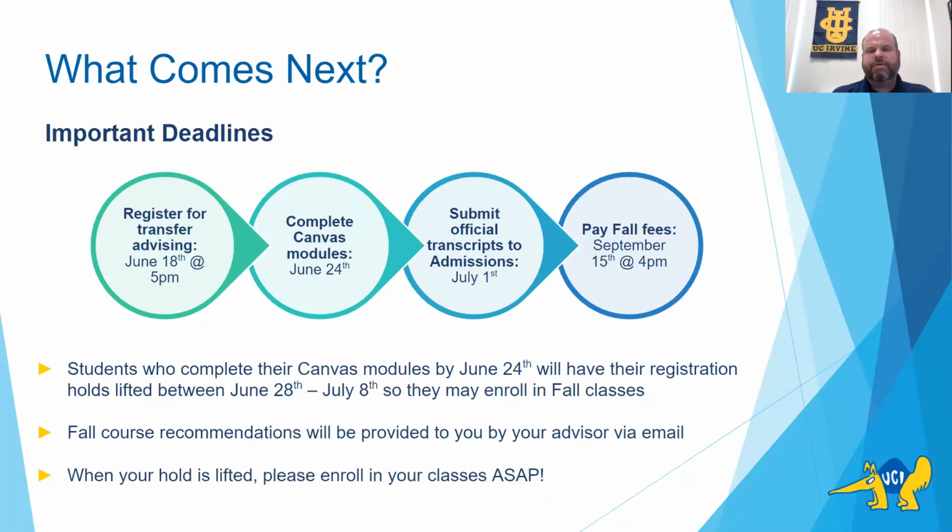And that's to submit your official transcripts to UCI admissions. So if you still need to submit transcripts to UCI, make sure you get that to UCI admissions by July 1st, because you don't want to have any academic holds on your record that prevents you from doing anything. And then the last deadline there is paying your fall quarter fees by September 15th at 4 p.m. That's the deadline for all students to pay fees for undergraduates for the fall quarter.